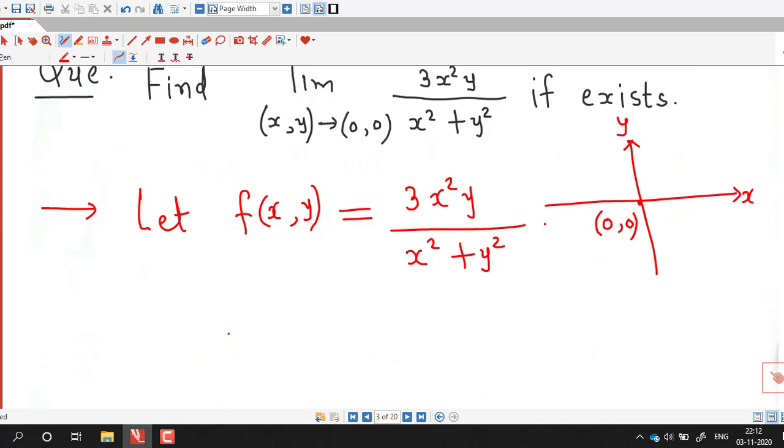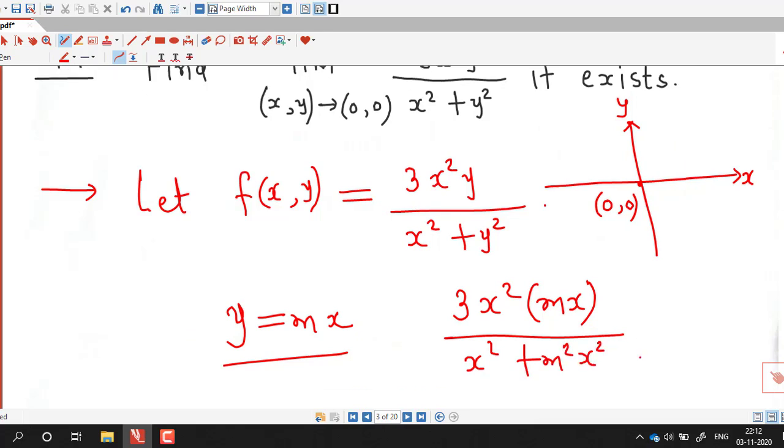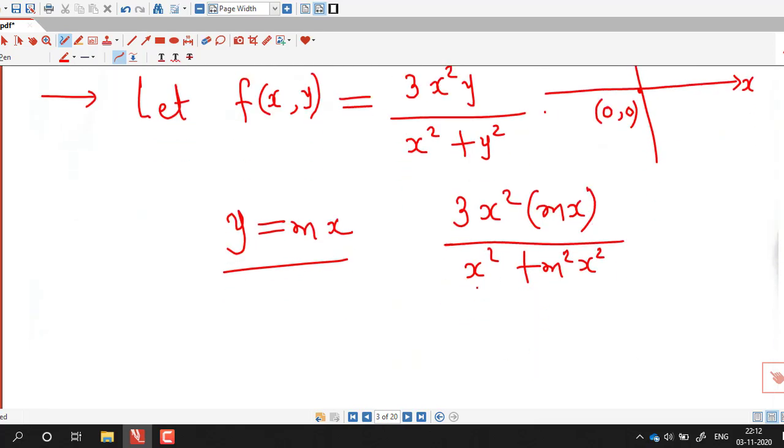So as usual, we first check along the lines passing through the origin. If we put y equal to mx in this function, then we can see it is 3x squared, y is mx, over x squared plus m squared x squared. If we simplify this, x squared will cancel out, and we are left with 3mx divided by 1 plus m squared.